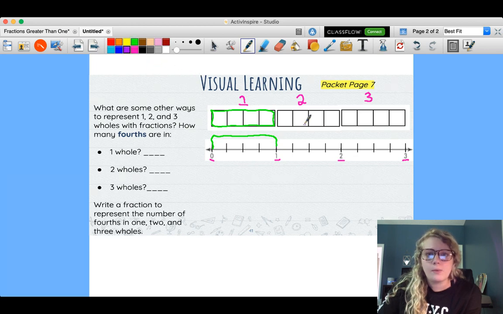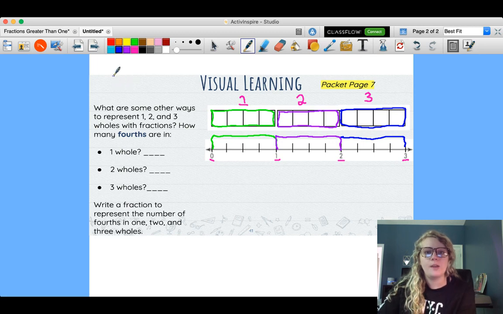And then whole 2. As I'm doing this, you'll notice that each of these wholes is partitioned into 4 equal parts, or fourths. That's very important because when we go to label those fractions, the denominator for every single one of them is going to be 4, because that's how many equal parts are in each of these 3 wholes.